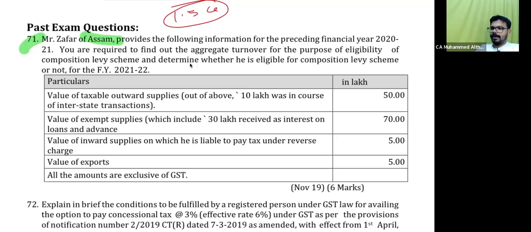How much is the aggregate turnover? $125, $125. 1.25, 95, 125, 125. Most of the answers are coming 125, but then the answer is absolutely wrong.